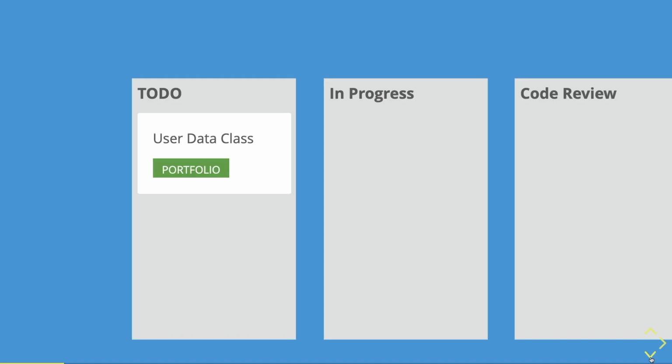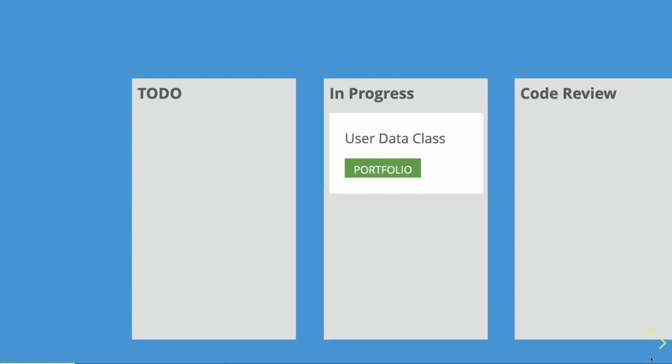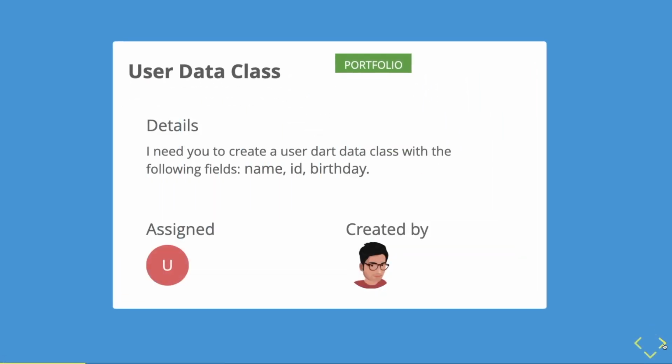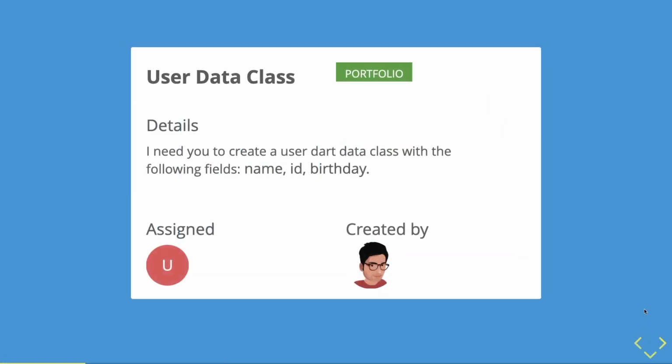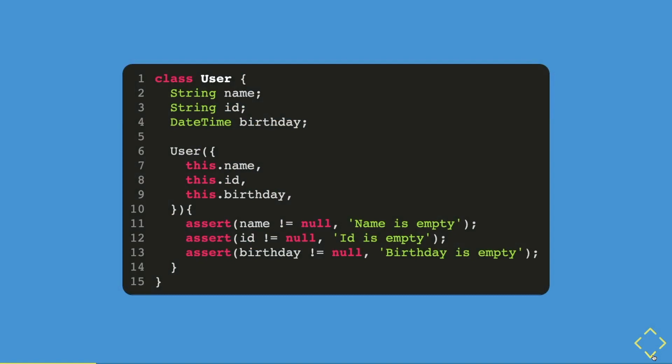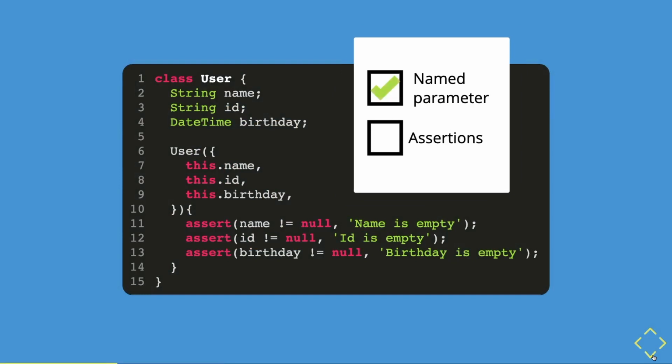Alright, you are back from your short break and you drag the task card into the progress column. Then you open the user data class task card and it says that you need to create a Dart data class with the following fields: name, ID, and birthday. Alright, simple enough. You then create a simple user class with what you have learned previously. Alright, name parameter is present, check, and the assertions are present to prevent any null or empty value for each field, check. This is so easy, you said. Took you only like 5 minutes.